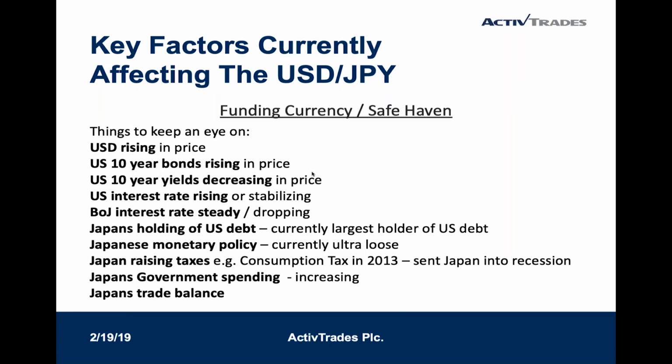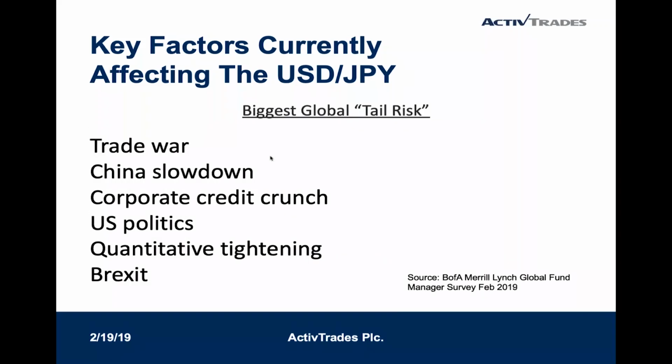One thing to consider is stuff like the taxes that the Japanese government put in place in 2013. So down here, I put the consumption tax in 2013 sent Japan into recession. That's because it was against the monetary policy as it was then. Right, so going to other key factors currently affecting the dollar yen.